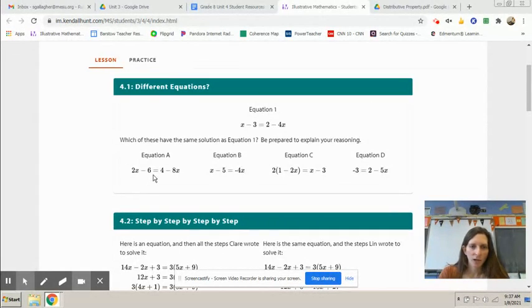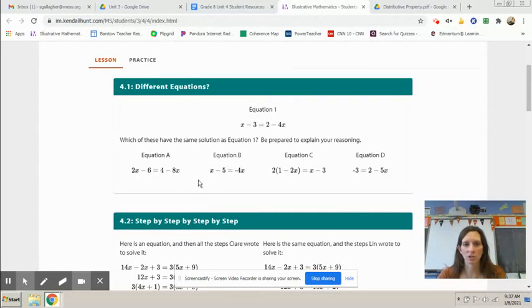And if you look at equation A, you'll see that all the values in equation A are double or 2 times the values in equation 1. X goes to 2x, minus 3 goes to minus 6, 2 goes to 4, and minus 4x goes to minus 8x. And so when you multiply everything by the same number, it's just like doubling what's on each side of the hanger balance, the balanced hanger.